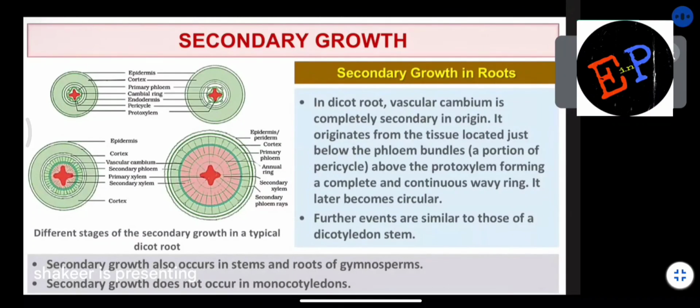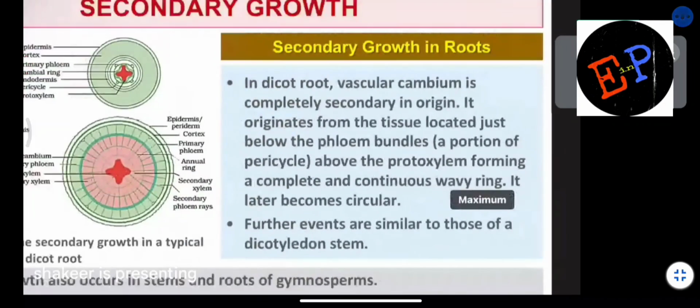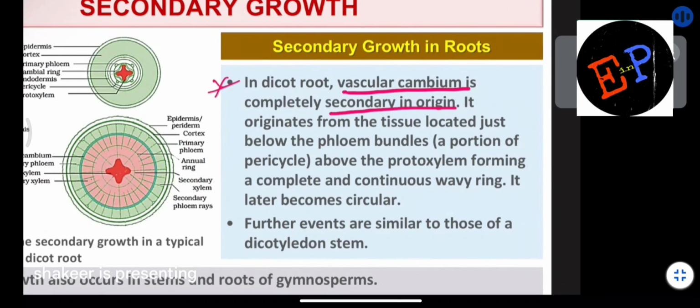Secondary growth in roots. In roots also we will study the secondary growth, ma. Okay. In a dicot root, vascular cambium is completely secondary in origin. Are you able to understand? So in a dicot root, when will you find the vascular cambium, ma? Secondary in origin means what? In the primary root, you don't find the vascular cambium. Are you able to understand? In a dicot root, in the primary growth, you will not find the vascular cambium. You will find vascular cambium in the root of dicot plants only in the secondary growth. Okay? So this is another important point.